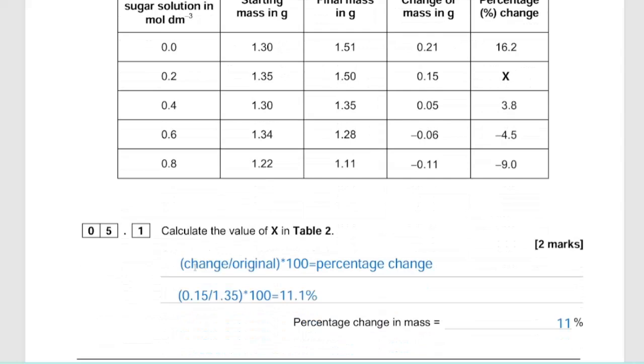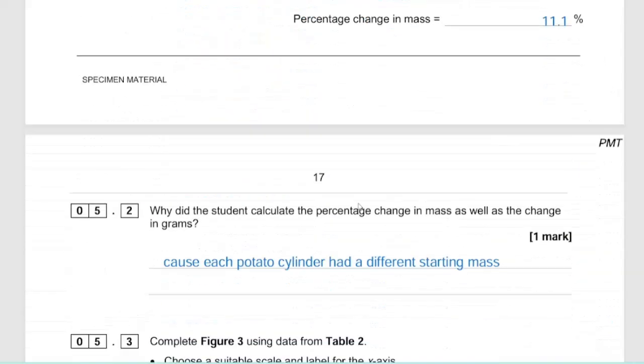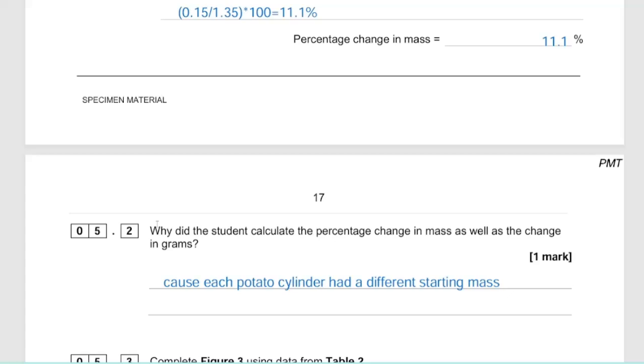Now, the percentage change is change over original times 100, which is 0.15 over 1.35 times 100, and that equals 11.1%. This should be 11.1% because everything's given to 3 significant figures, so you should match that. Now, why did the student calculate the percentage change in mass as well as the change in grams? That's because each potato cylinder had a different starting mass.